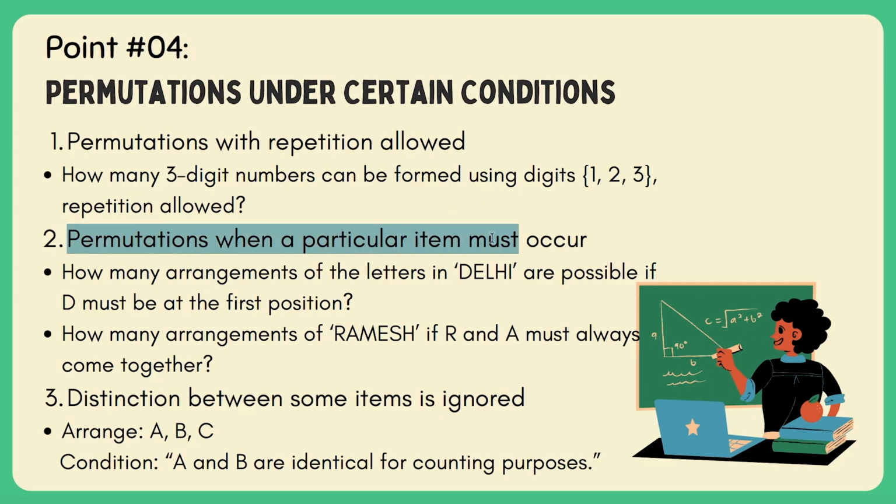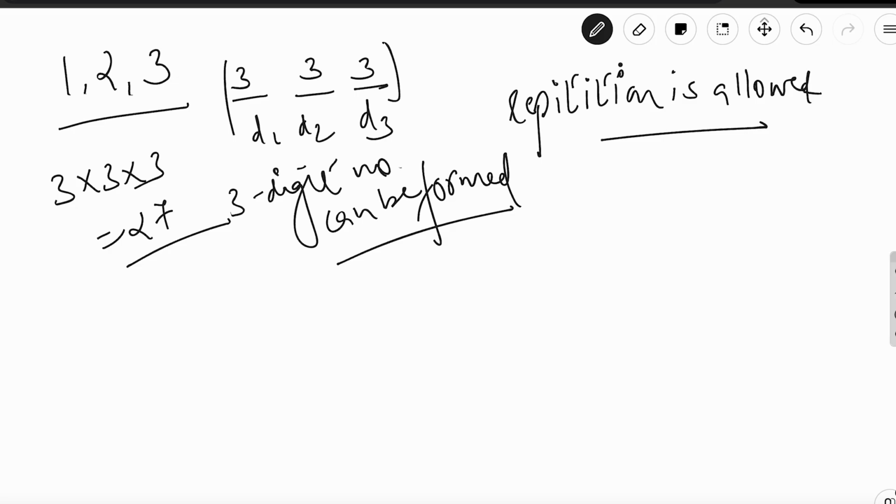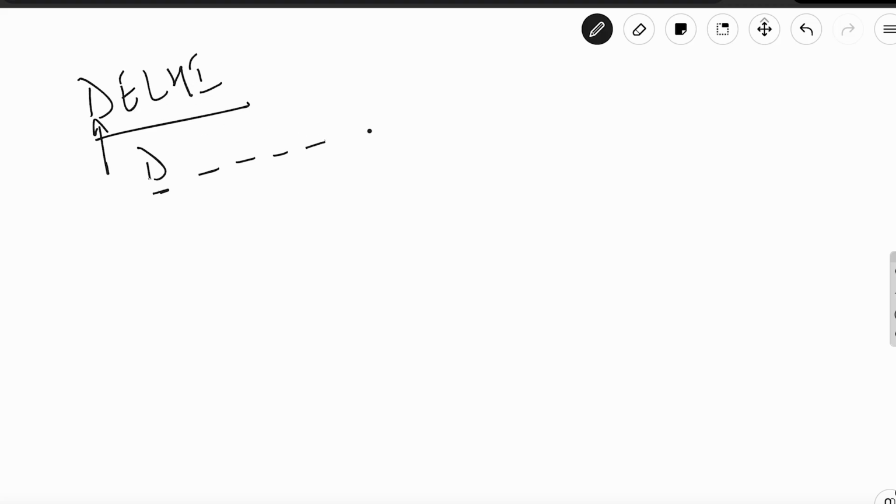Next is permutations when a particular item must occur. How many arrangements of the letters of Delhi are possible if D must be at the first position? So it's saying that we have fixed D in the first position. So how many words are possible? D is fixed. Next we are left with 4 choices for E, L, H, I.